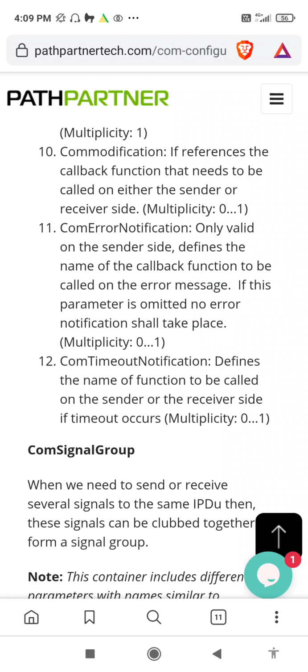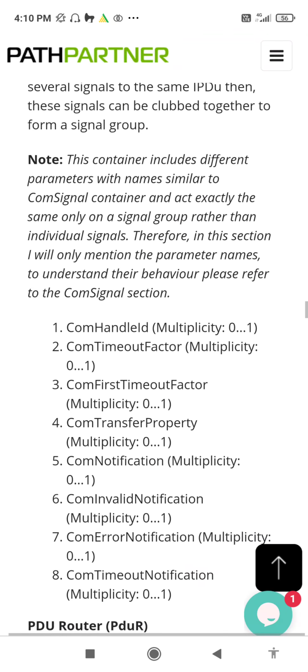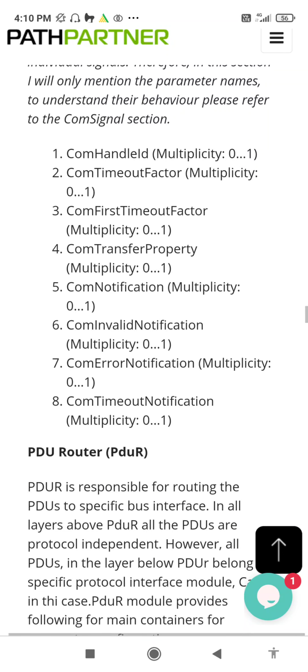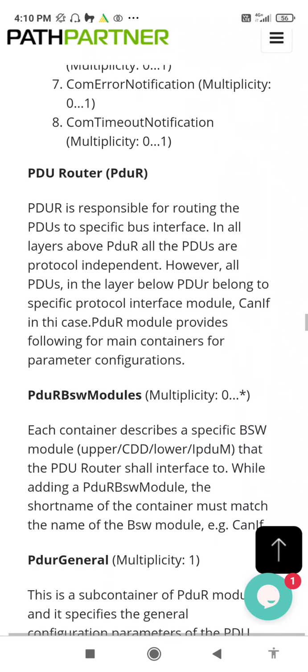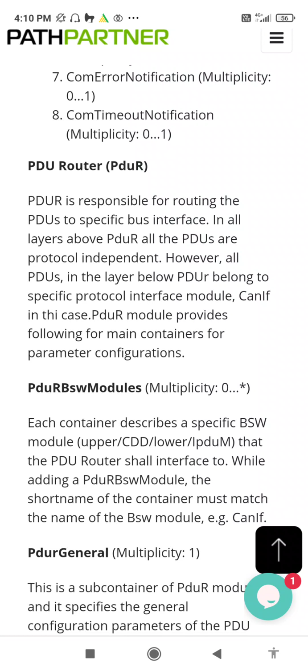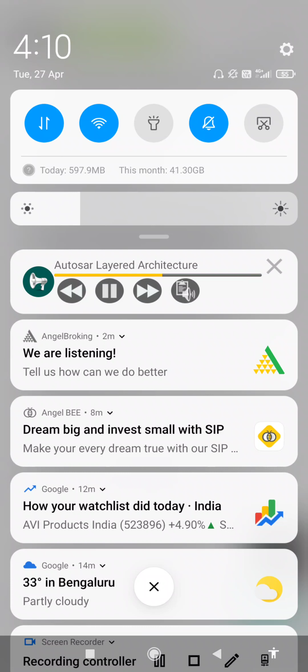COM handleId, multiplicity 0..1. COM timeout factor, multiplicity 0..1. COM first timeout factor, multiplicity 0..1. COM transfer property, multiplicity 0..1. COM notification, multiplicity 0..1. COM invalid notification, multiplicity 0..1. COM error notification, multiplicity 0..1. COM timeout notification, multiplicity 0..1. PDU Router, PDUR.